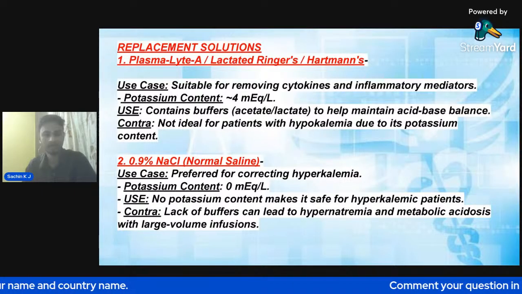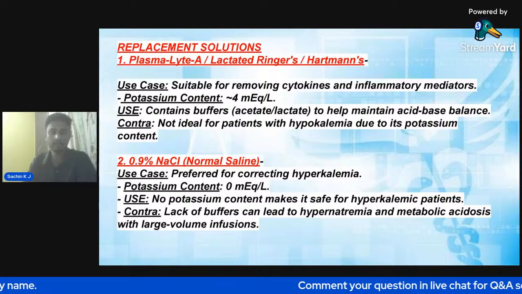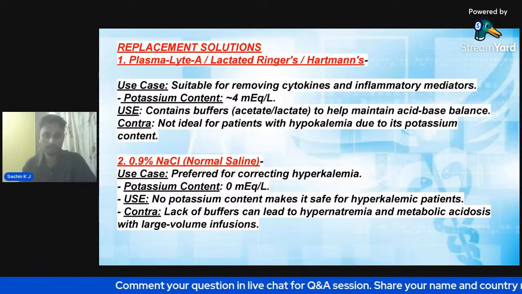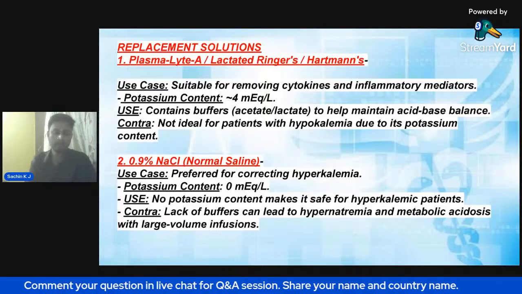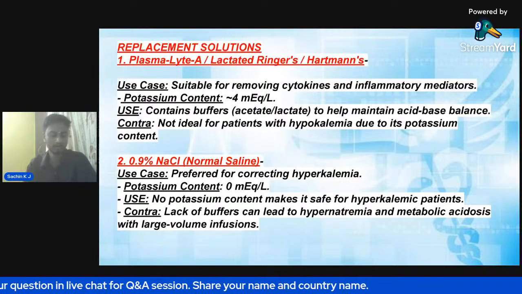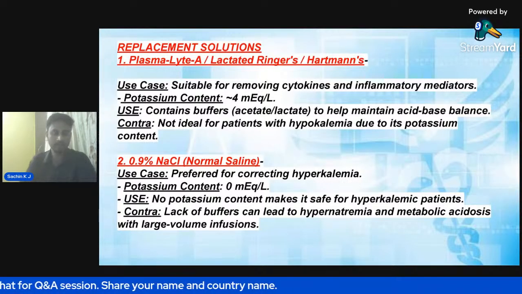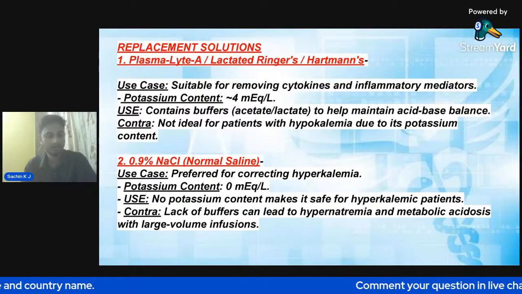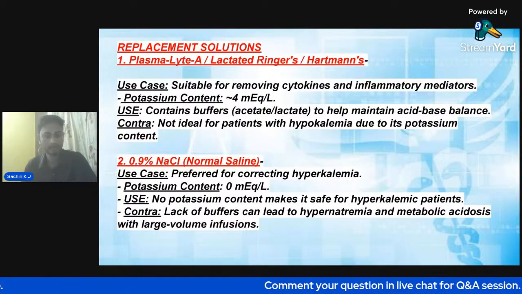But contraindications: patients with hyperkalemia, not hypokalemia, hyperkalemia due to its potassium content. In hypokalemia conditions, we can't use this solution because these solutions contain potassium.